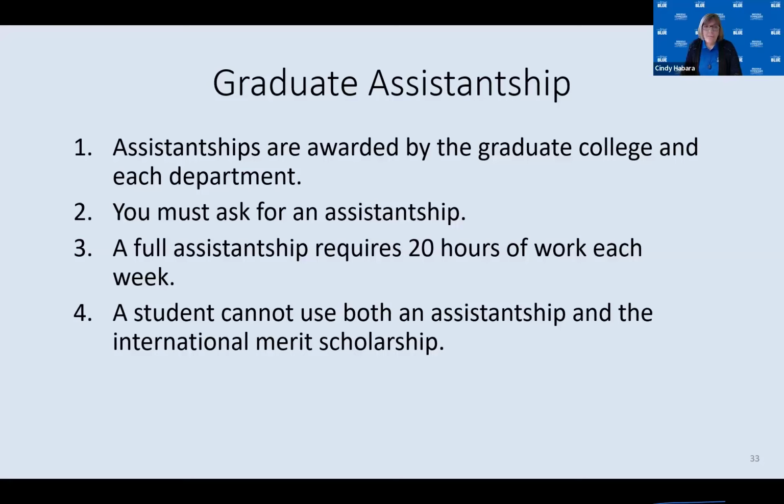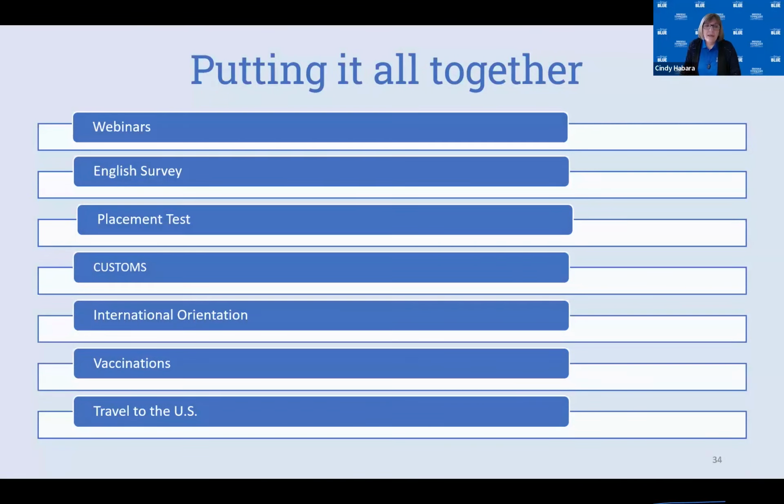If you are a graduate assistant, you do not get the International Merit Scholarship. You must choose one or the other. If you are coming and you've been awarded the scholarship, but you also get offered an assistantship, you need to choose which one you're going to take. You cannot have both. Even if you're on a full assistantship, you can only work 20 hours a week. So you need to be careful. You do not get another job on campus. Only one. 20 hours is it. No more than that. All right.